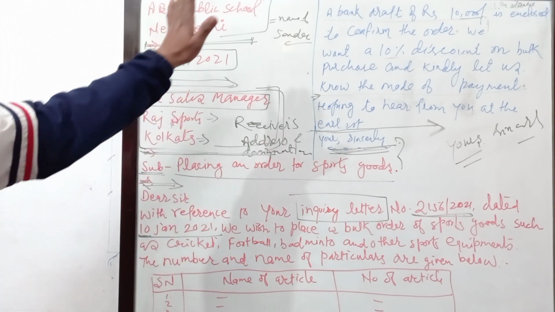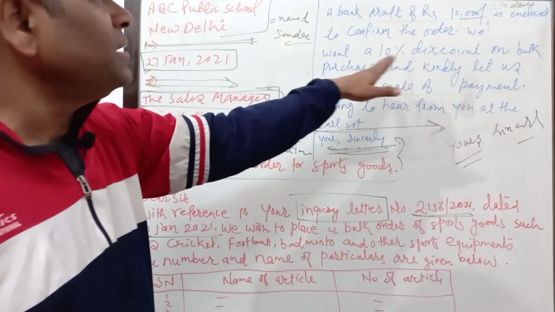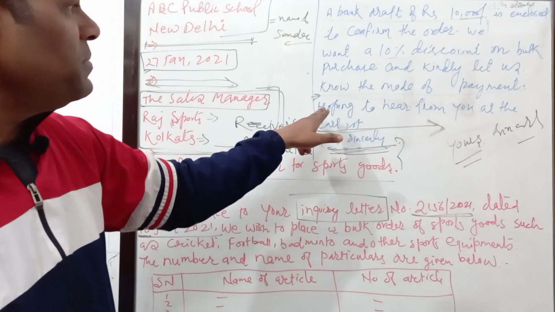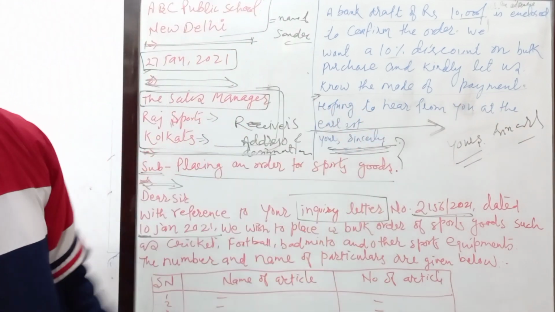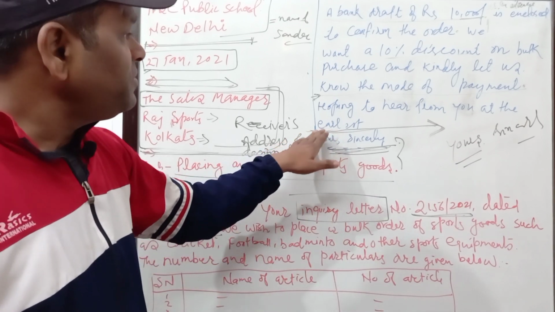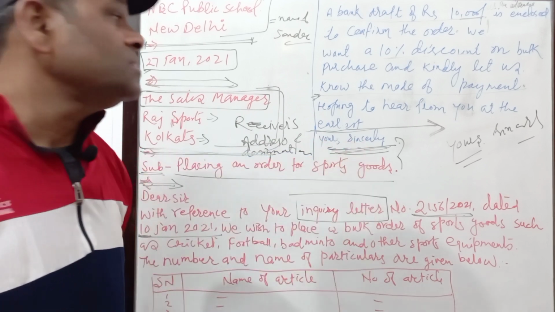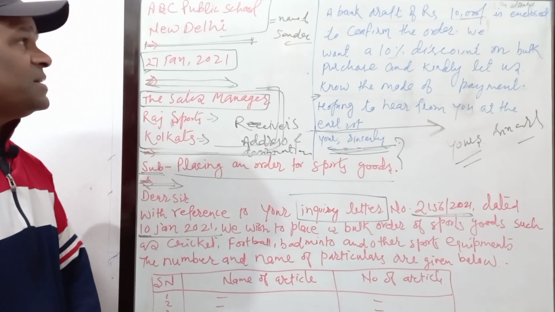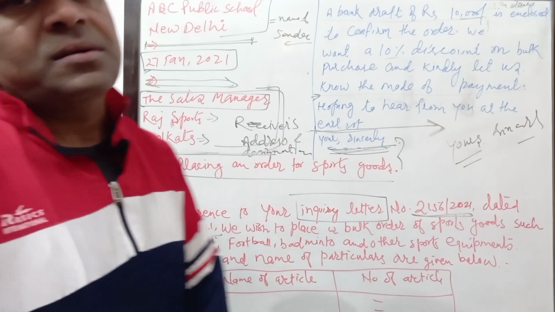Now after that mention the advance payment that you have made and the discount that you want, and the last line that you have to remember, hoping to hear from you at the earliest, that you can add if you want to, otherwise it is not necessary. After this you keep one line gap and then you write the subscription, that is yours sincerely. So in this way we write the business letter placing an order. Hope you would have understood. Thank you and God bless.